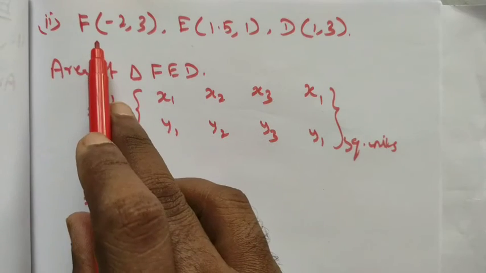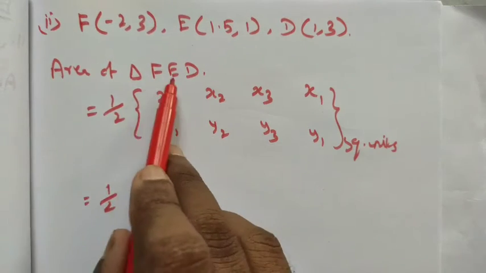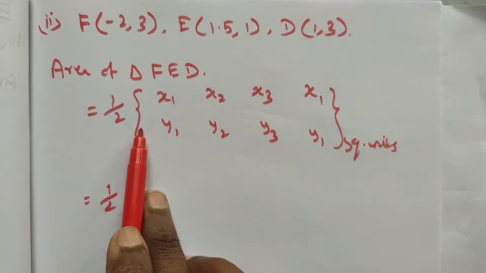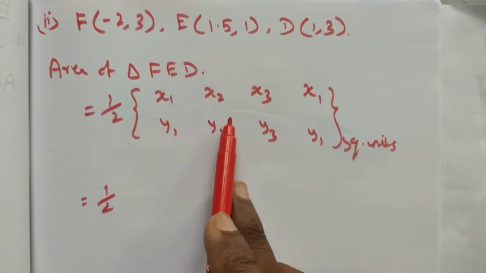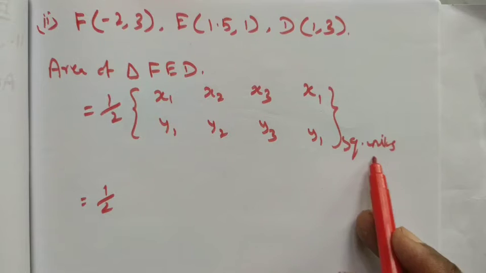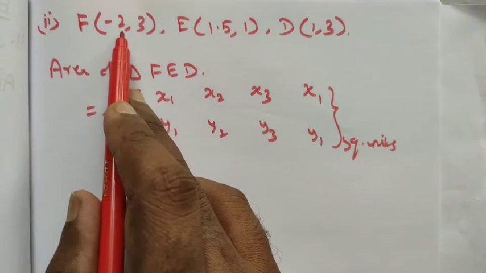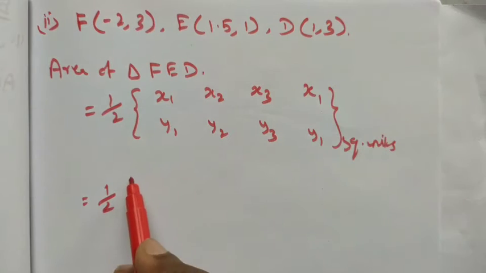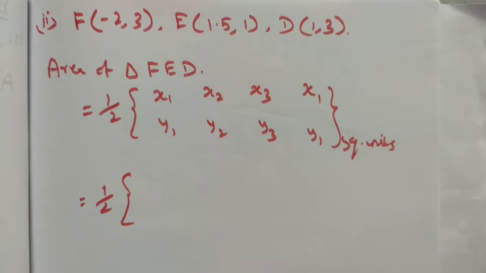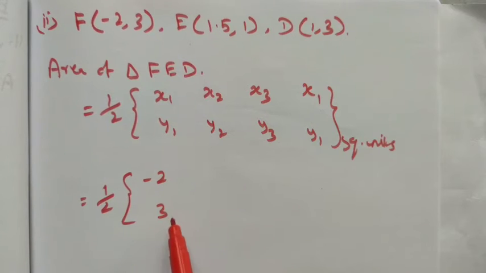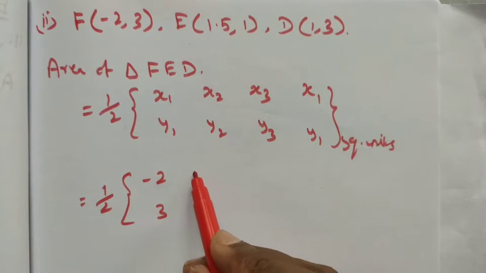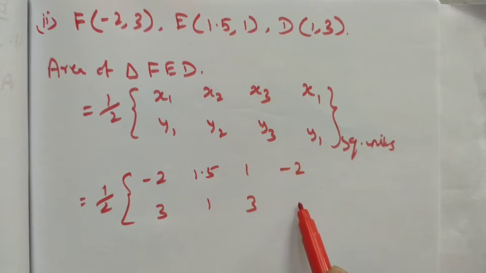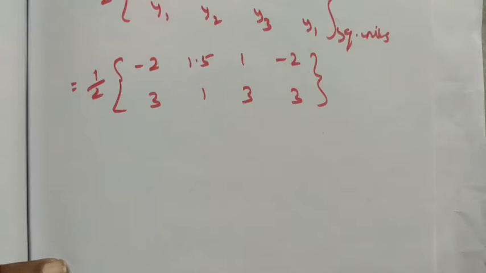The second Roman number, we have to find out the area of the triangle FED. The FED points are given. We know the formula for area of the triangle FED, that is half into x1 y1, x2 y2, and then after this square units, right? Now we take the first point as x1 y1, second point as x2 y2, third point as x3 y3. Now we apply the values: minus 2, 3, and then 1.5, 1, and then 1, 3, minus 2, 3.